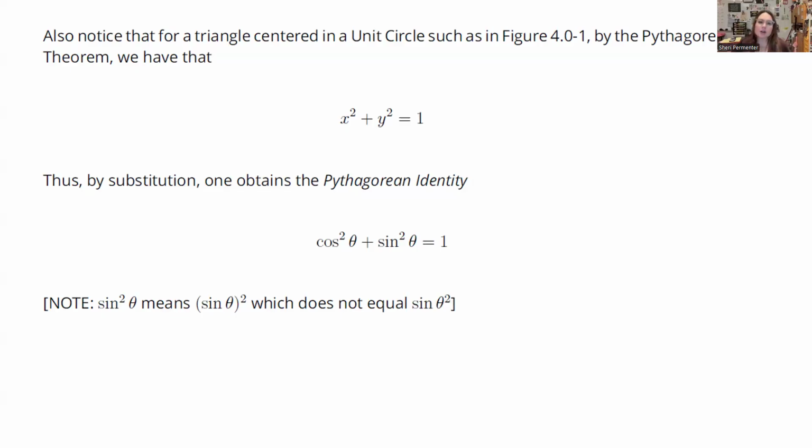Okie dokie. So it says, also notice that for a triangle centered in a unit circle, such as this figure 4.0.1, so this is like page 1. So if we have a triangle that looks like that with sides X, Y, and R, I'm going to kind of sketch that out so you can see it.